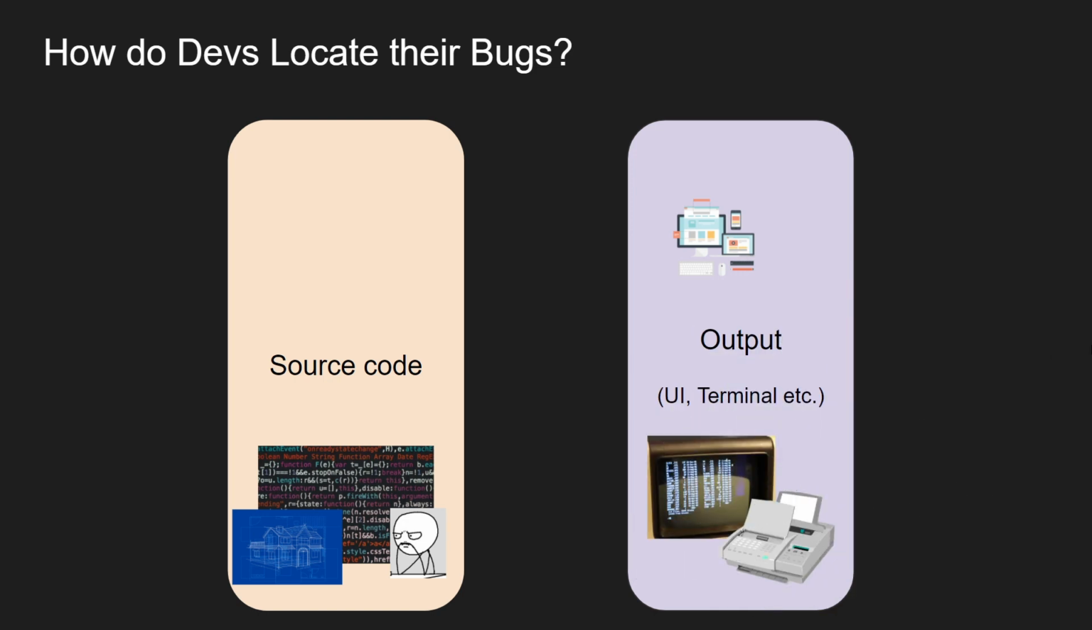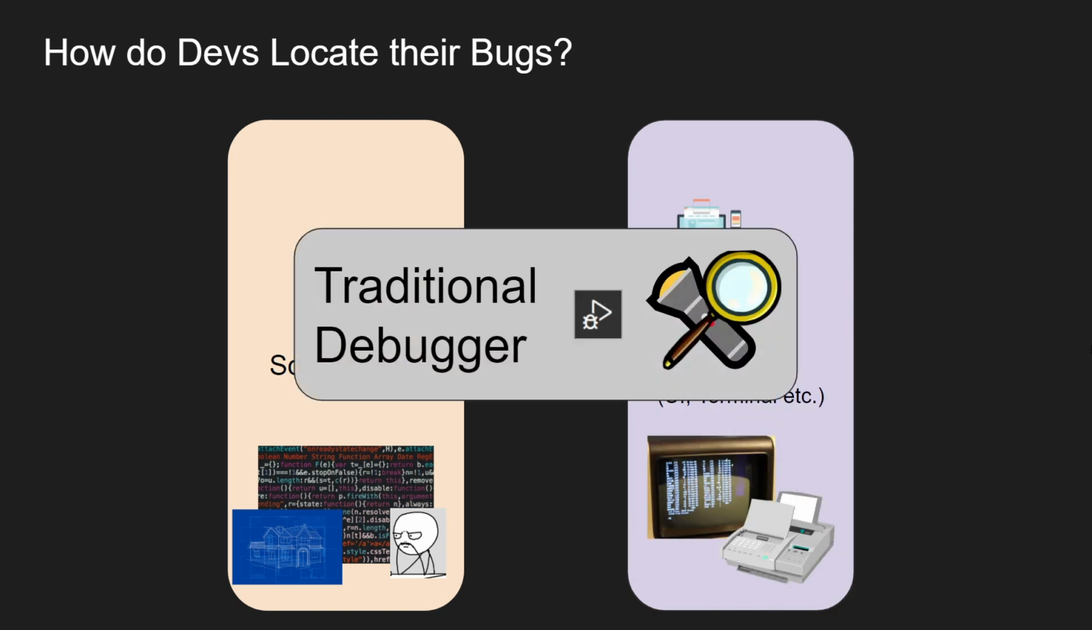Some developers use a third tool, the traditional debugger. Using the traditional debugger is like taking a flashlight and a magnifying glass and then going into the factory, which by the way is pitch black. There are no lights, and you are trying to find that bug that is hidden somewhere in the corner.